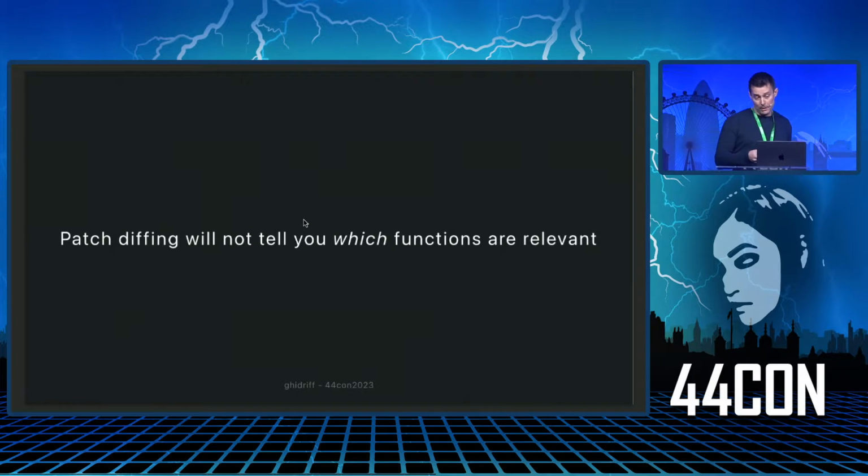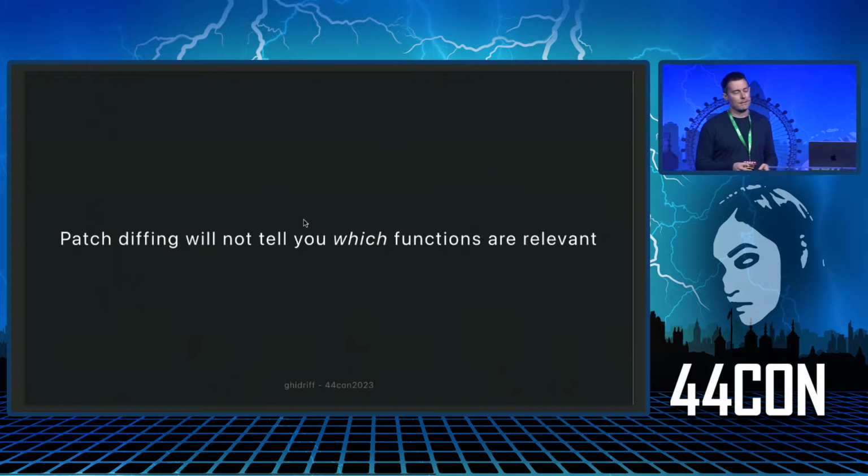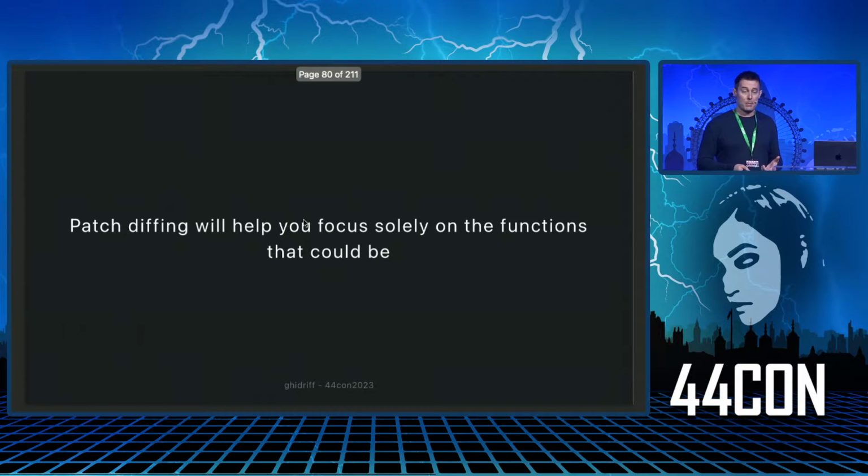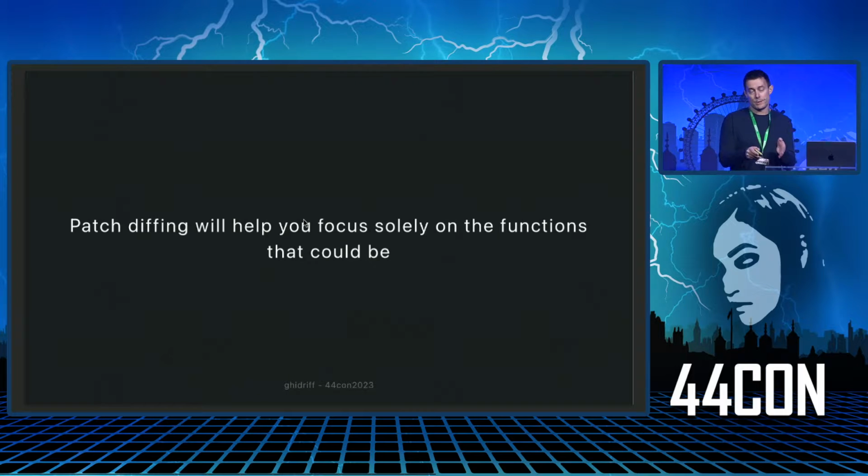One of the main points for patch diffing is that, although it does highlight everything for you, it's not going to tell you exactly which functions were the vulnerable ones. You're going to have to do some reverse engineering work for that. But it helps you focus right down to what things matter. So it takes 1,000 functions and brings it down to 10 functions that you have to review. And it becomes really a powerful tool.